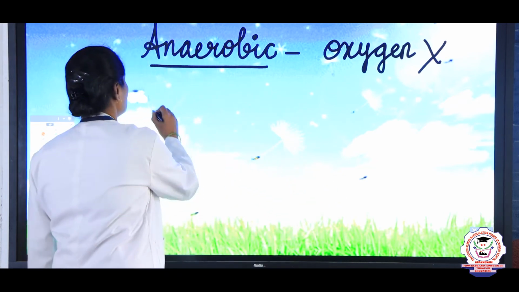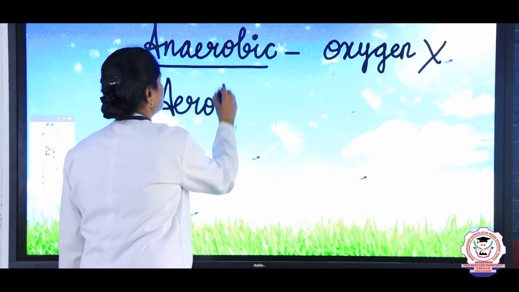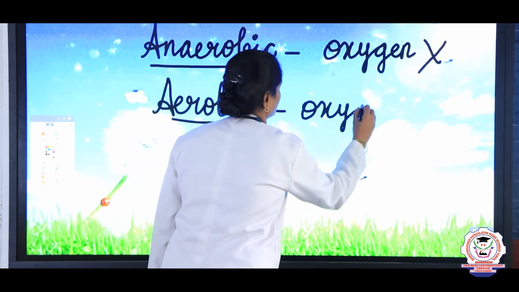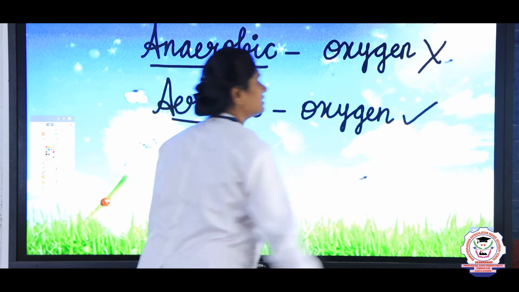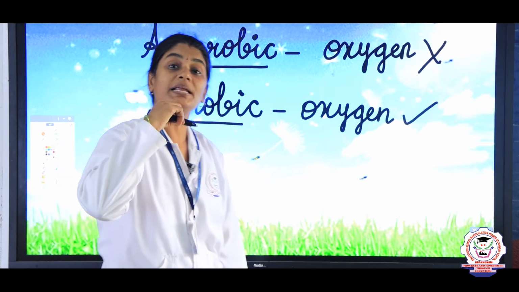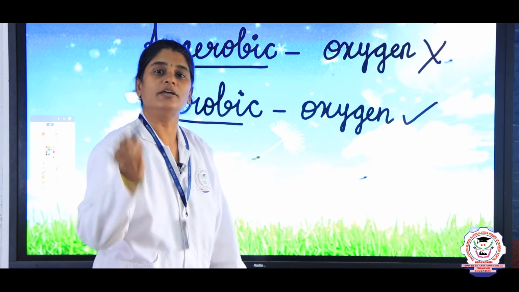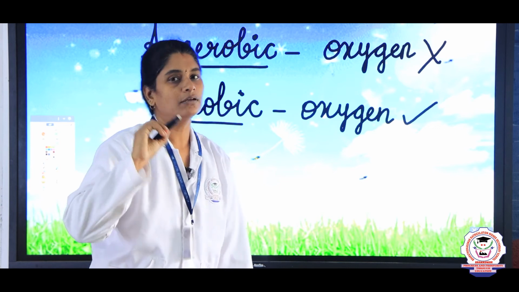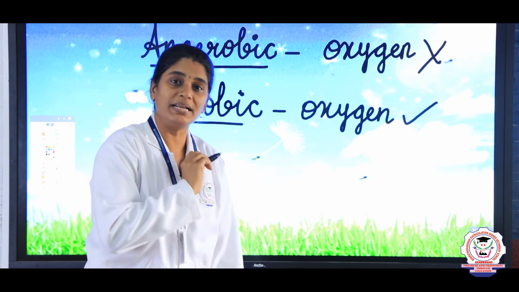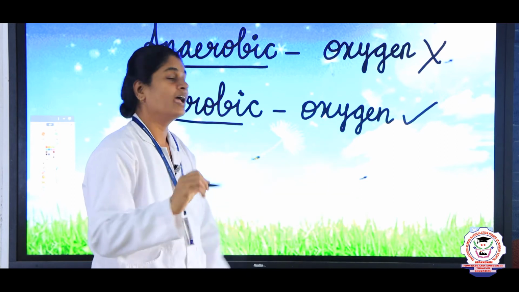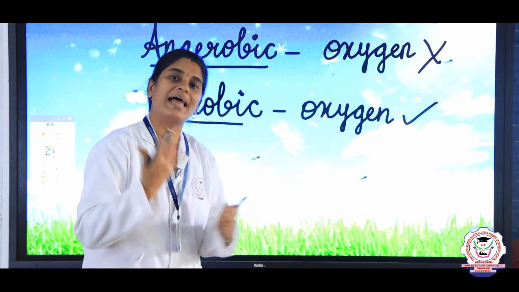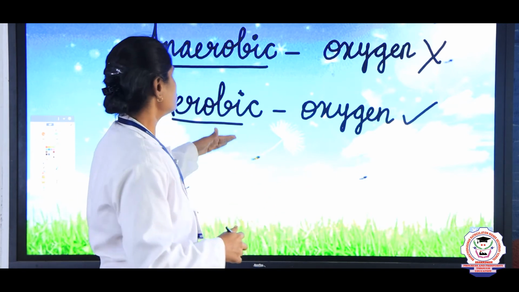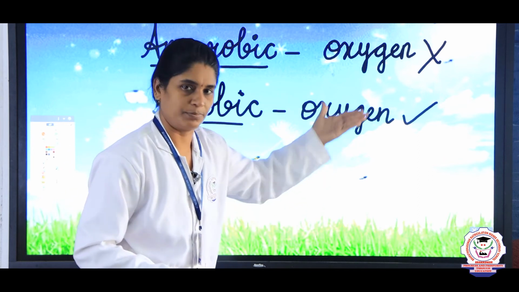But what is aerobic respiration? Aerobic respiration means respiration with the presence of oxygen. When oxygen is available, the plants completely break down the food molecules and get the energy from the food. The food is completely oxidized with the help of oxygen, and thereby the plants get the energy from the respiration process, right. So, this is the difference between aerobic and anaerobic respiration, right.